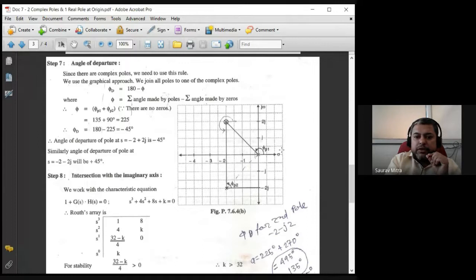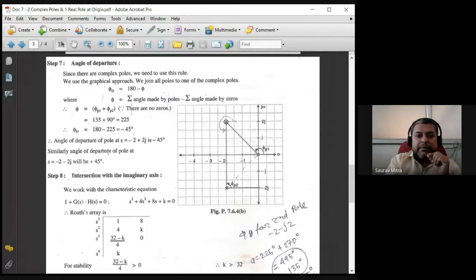Then you have to join minus 2 plus 2j with minus 2 minus 2j and extend this. Extending this gives the angle. From the positive side of the x-axis till the line you have joined, this angle you have to find. So we find that from pole 1 it is making an angle of 135, and from pole 2 it is making an angle of 90.